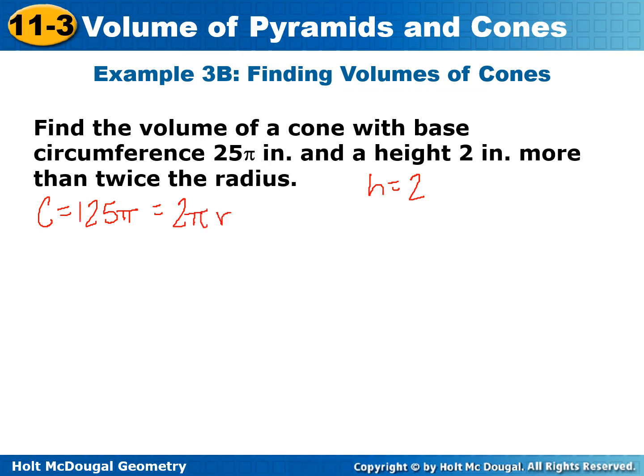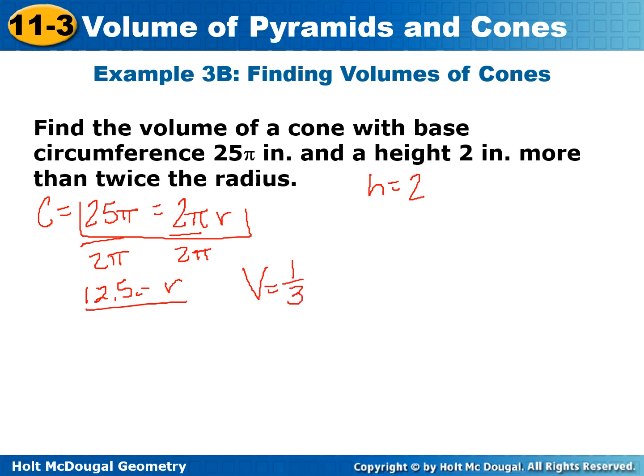So if I use this to determine what my radius is, if I divide by 2 pi on each side of this equation, I'm going to get r is equal to 12.5. So now I have the information I need. So I am going to find the volume of 1/3 times pi r squared, so 12.5 squared times 2.